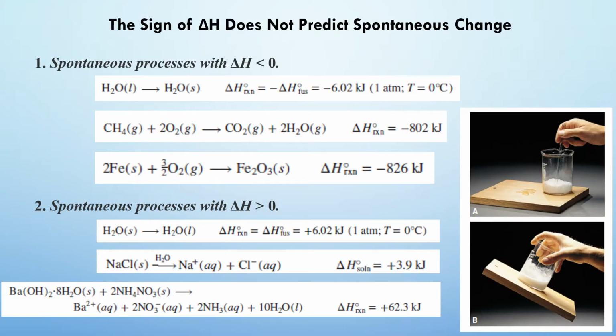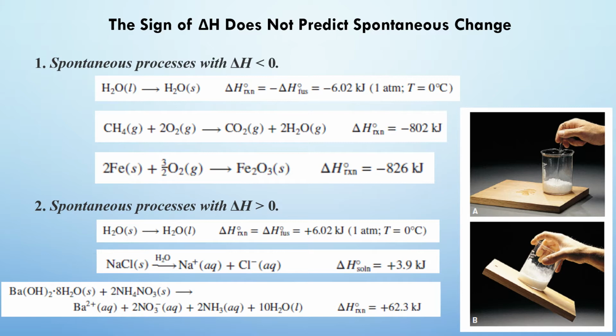Also, the change of enthalpy, delta H, does not predict the direction of a spontaneous reaction, or the spontaneous change at all. You might think that if a spontaneous reaction needs a little push at the beginning, it requires energy, so it must be endothermic, so delta H must be greater than 0. But actually that's not the case. In nature, there are spontaneous processes that have a delta H less than 0, which are exothermic, and there are also spontaneous processes that have a delta H greater than 0.